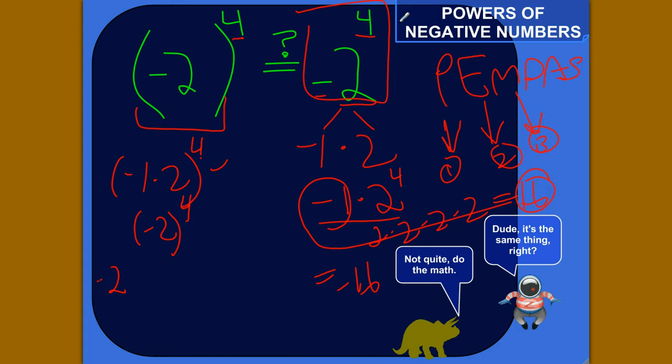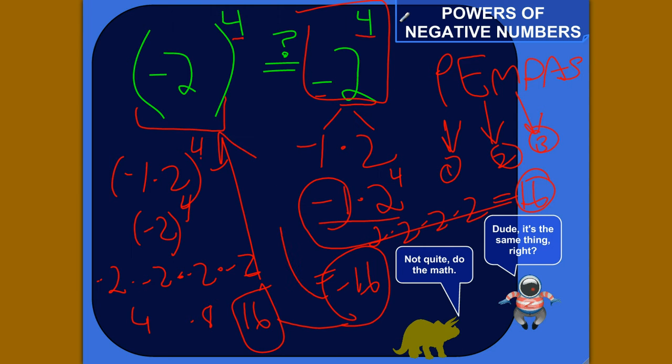So that's negative 2 times negative 2 times negative 2 times negative 2. Negative 2 times negative 2 is 4. Times negative 2 is negative 8. Times negative 2 is positive 16. So positive 16 for this one, and then negative 16 for this one.